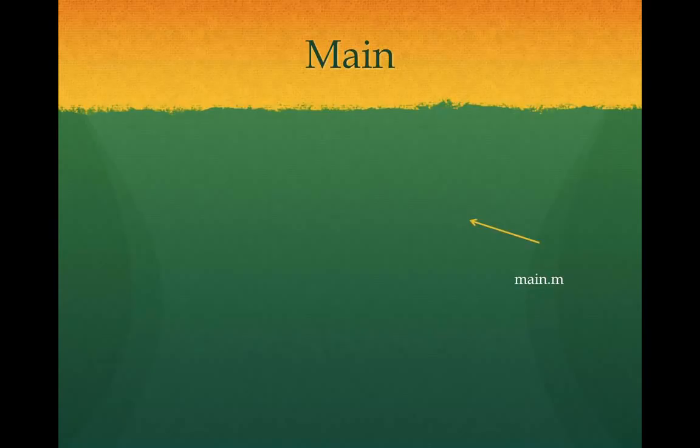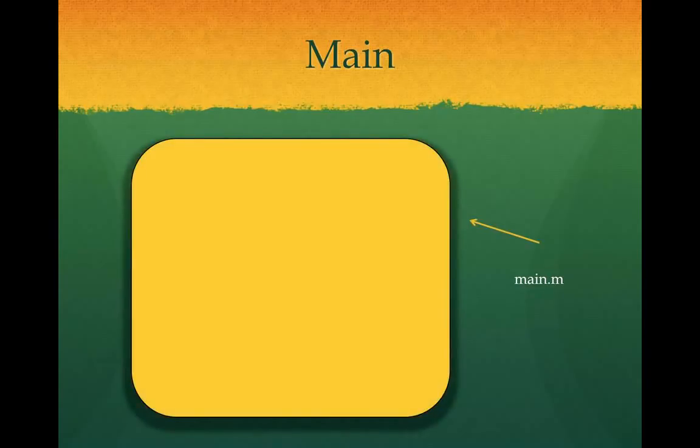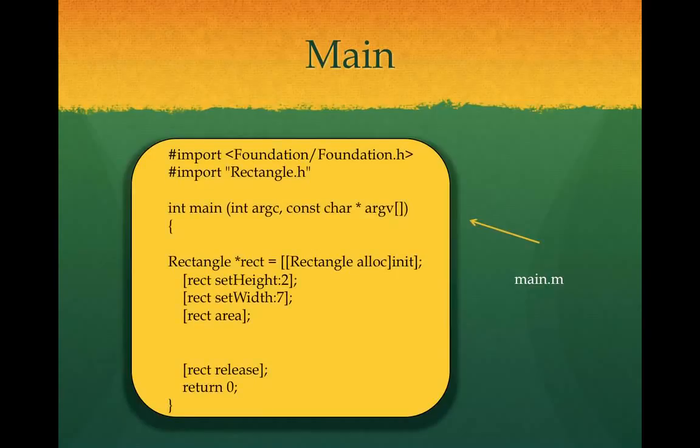So how can I use it in my main function or in my main.m? Well, this is my main.m, the regular one. It has the import Foundation/Foundation.h, and if we skip this line, the int main, and we open the braces and close them at the end. So what did we add here? We added the import Rectangle.h. So whenever you want to use an instance of your class, you have to first of all import it to your main.m.